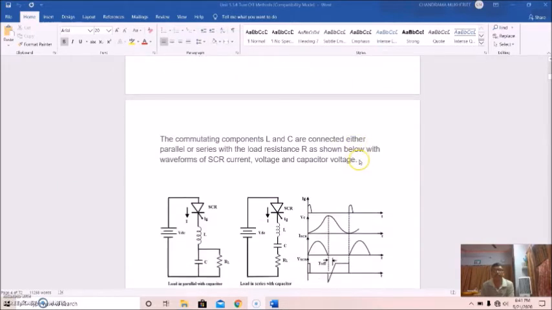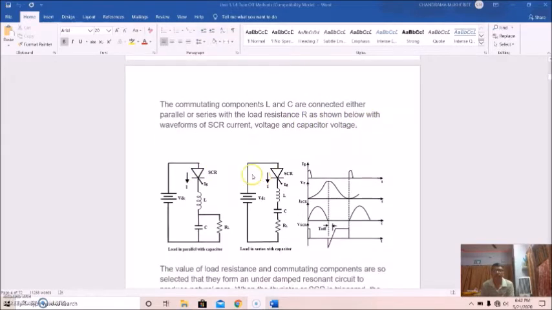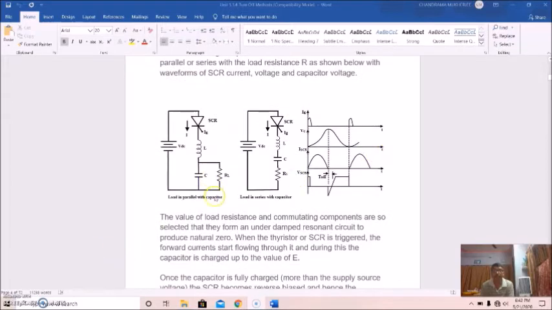The commutating components L and C are connected either in parallel or in series with the load R, as shown below. Here you can see the SCR current, voltage and capacitor voltage. This is the load in parallel with the capacitor, and this is the load in series with the capacitor.